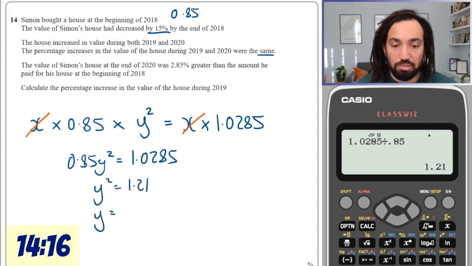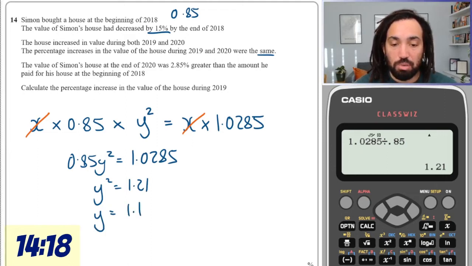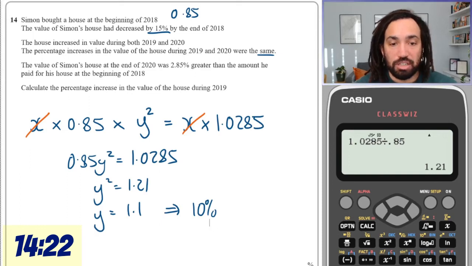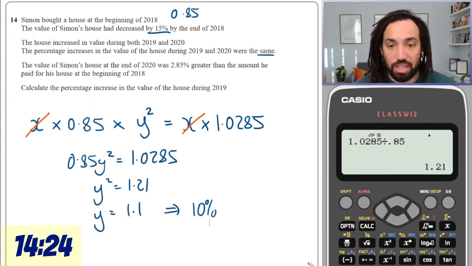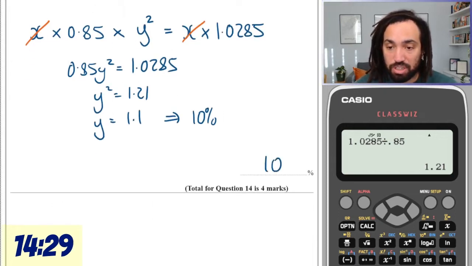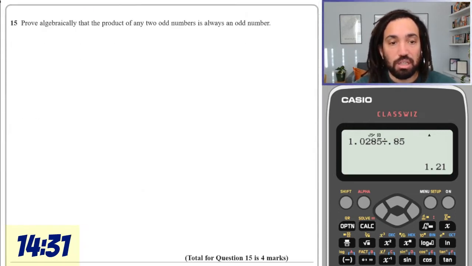1.21, because we can square root that to get 1.1, and 1.1 corresponds to a 10% increase. So calculate the percentage increase in the value of the house during 2019, which is exactly what we have just found. So 10% is the answer.